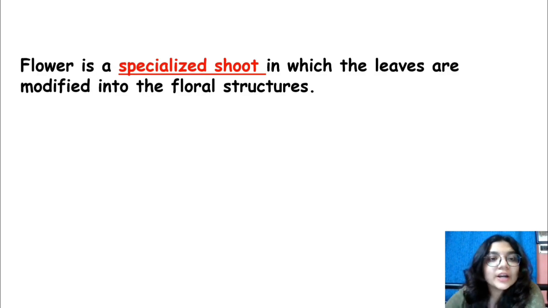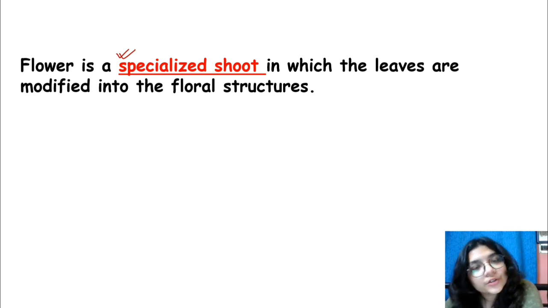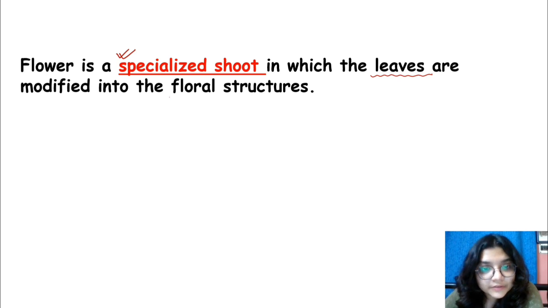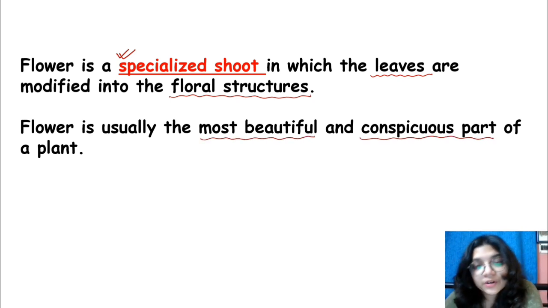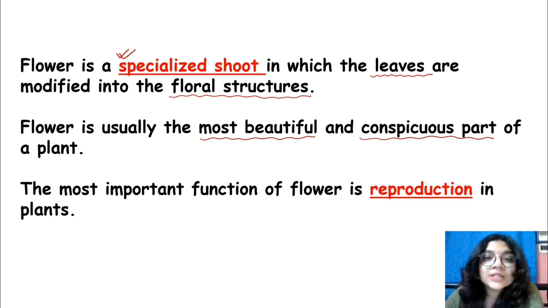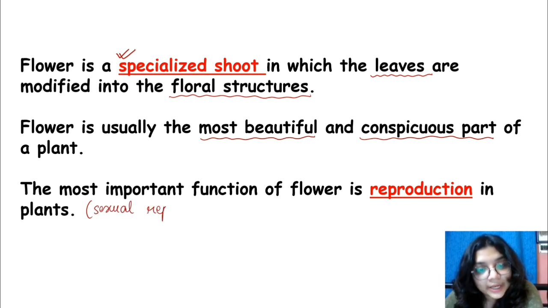Okay, so let's begin. A flower is a specialized shoot in which the leaves are modified into the floral structures. So what we basically see is that the leaves of the plant are modified into the various floral structures. It is very common that the flower is definitely the most beautiful and conspicuous part of a plant. And the most important function of a flower is reproduction. When we say the most important function of a flower is reproduction, by default we refer to sexual reproduction.